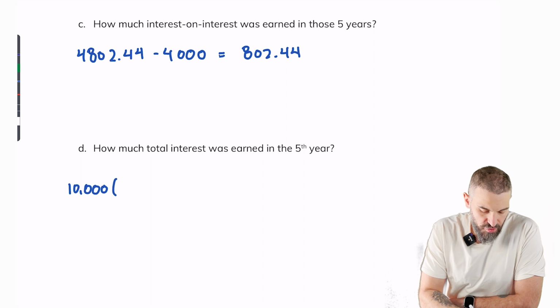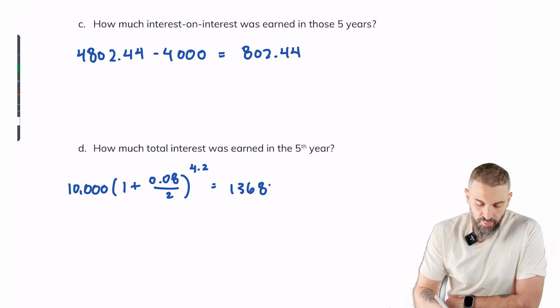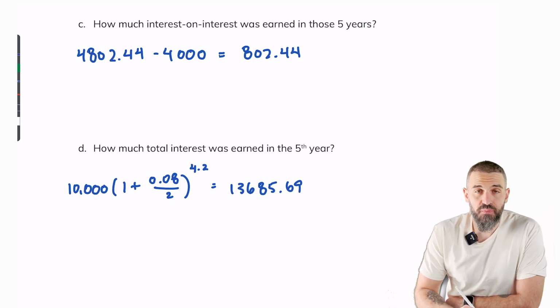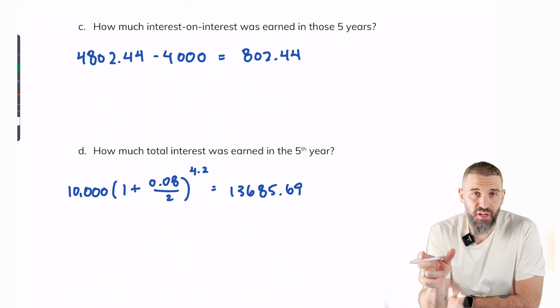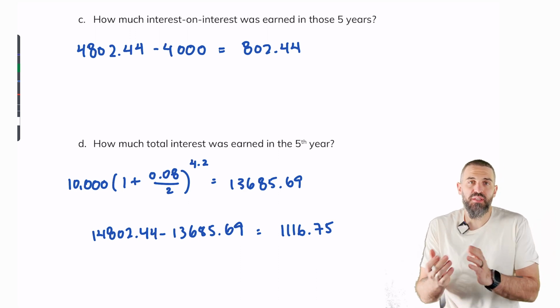So if I calculate my future value again using the same way that I did in the first part, so 10,000 times 1 plus 8% divided by 2 to the power of 4 years times 2, I would have $13,685.69. Now if I compare this number to what I had in part A, that'll tell me how much my money grew in that 5th and final year. So in that 5th year, it grew by $1,116.75.